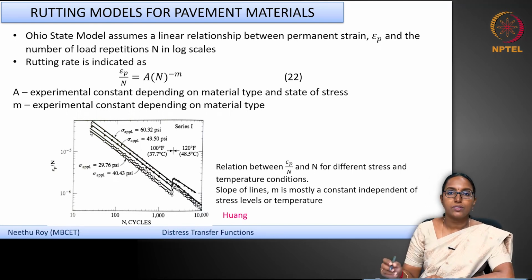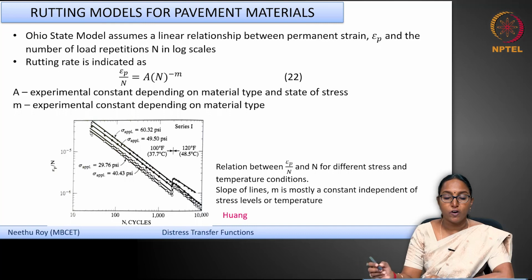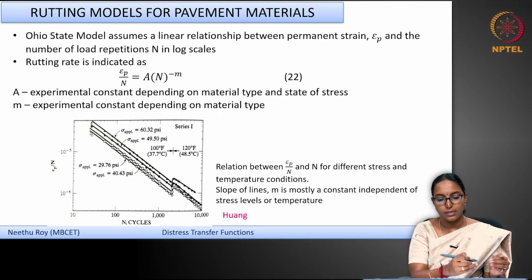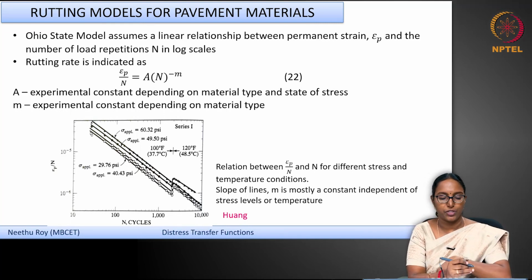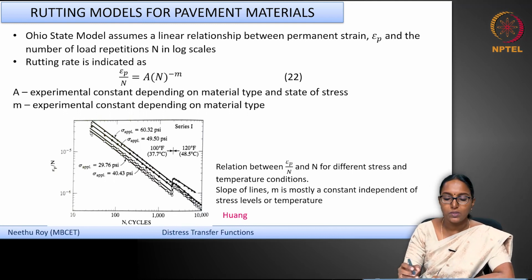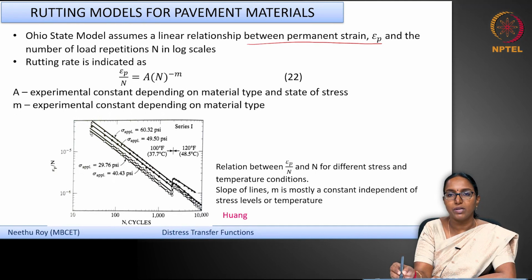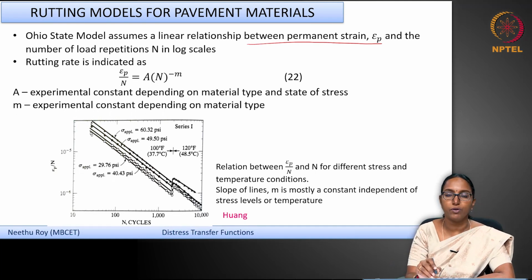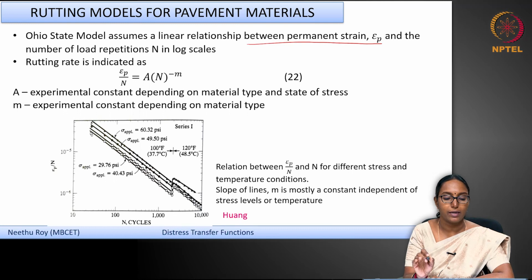Now, the Ohio State model, there have been many models which are developed in line with this expression. So, I will discuss this Ohio State model, which essentially assumes a linear relationship between this permanent strain epsilon P and the number of load repetitions in a log scale.